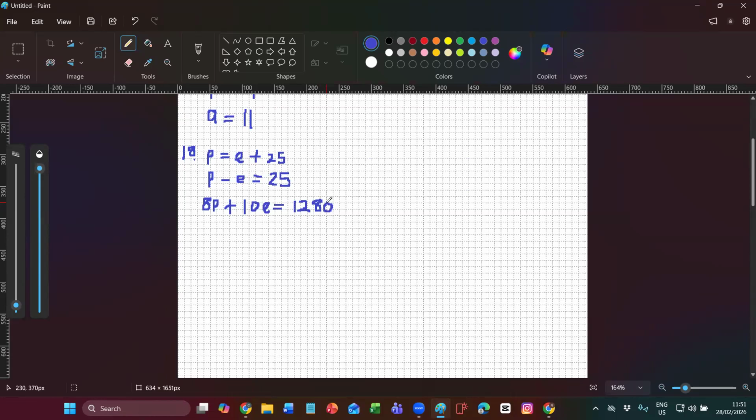Yes, sir. So what are we going to do now if we are using the elimination method? This is equation one, and this is equation two. So we're using the elimination method. Do we multiply? Yes, good. We're multiplying. Now the first thing is, which one will you like to eliminate first?